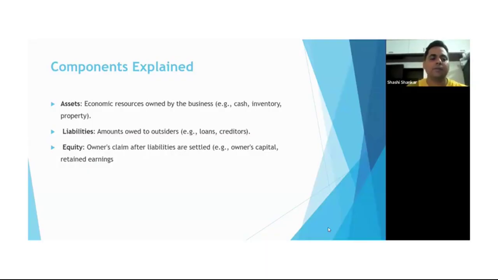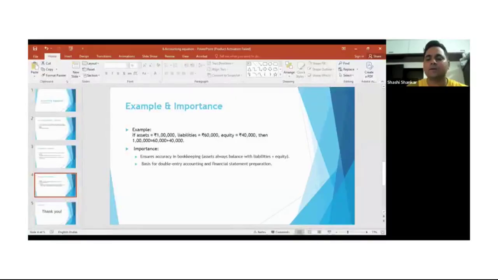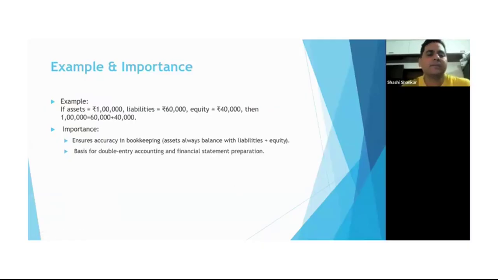Now moving to the next one, an example I'm going to present here. Suppose assets are 1 lakh, liability is 60,000, and equity is 40,000. Then asset is equal to liability plus equity. That means 1 lakh is equal to 60,000 plus 40,000. So both sides are equal. In short, asset is equal to liability plus equity.